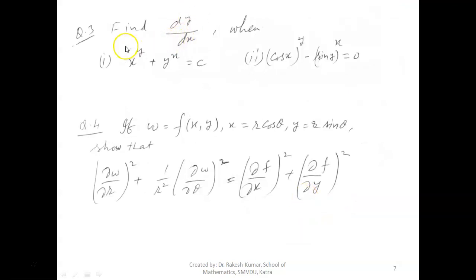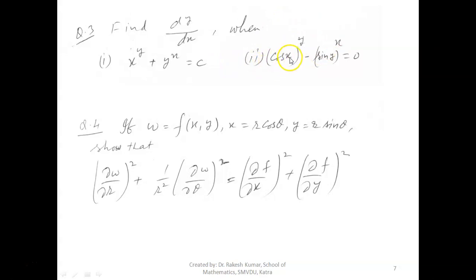Now going to the next part, that is question number 3, find dy upon dx. This is an implicit function, x raised to power y plus y raised to power x is equal to c. Again, in order to find dy upon dx, you have to find minus fx upon fy. So compute that from here. Consider this small f is equal to x raised to power y plus y raised to power x minus c is equal to 0.